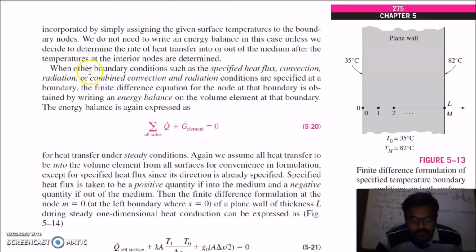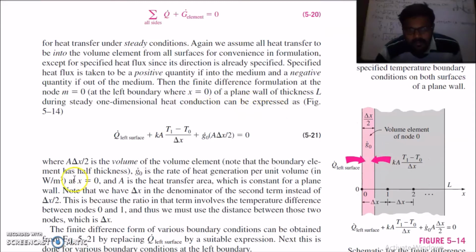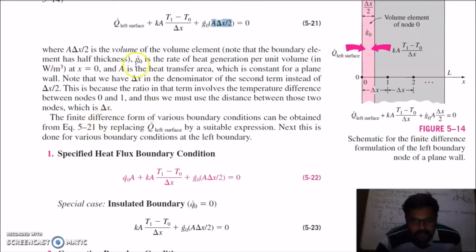When other boundary conditions such as specified heat flux, convection, radiation, or combined convection and radiation are given, in that case we have to develop an energy balance on the volume element, which is heat transfer from all sides plus heat generation equal to 0. So take this case, this is heat transfer from the left side, this is kA (T1 minus T0) by delta x, this is heat transfer from the right-hand side, this is heat generation for the volume of the element. This equation can be solved if this value is given.